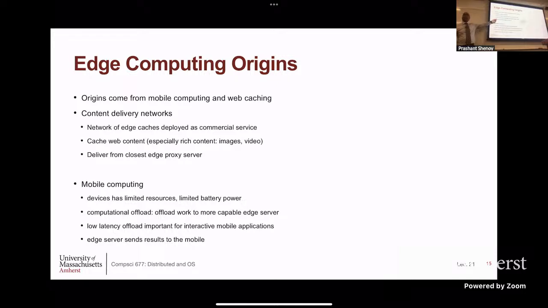So it started with caching, but then CDN providers said, we already have these servers. Why not do other things? Why not also host applications? We can put some containers on the cache and then deploy other services. So that gave rise to edge computing. Okay? That's one area. The other area that gave rise to this notion of edge was mobile computing.